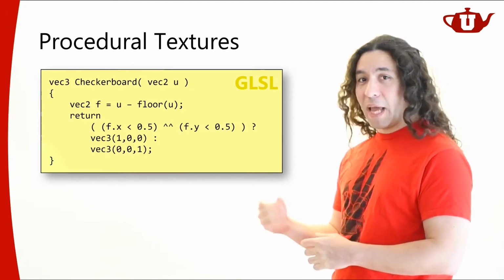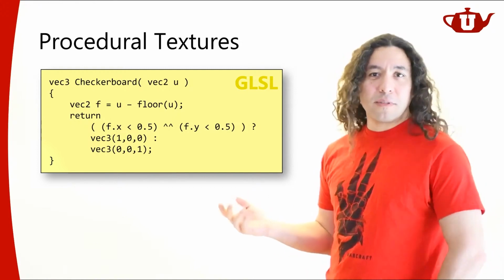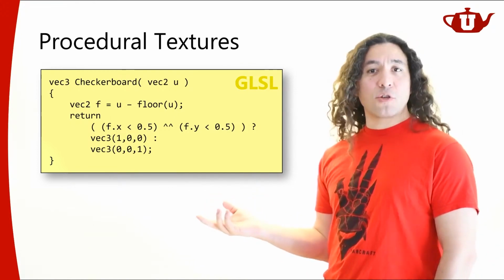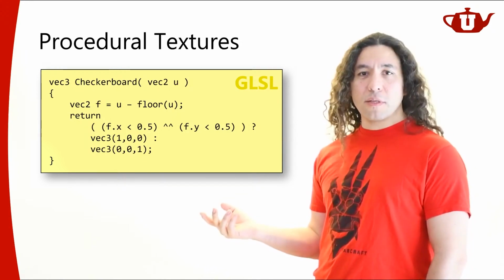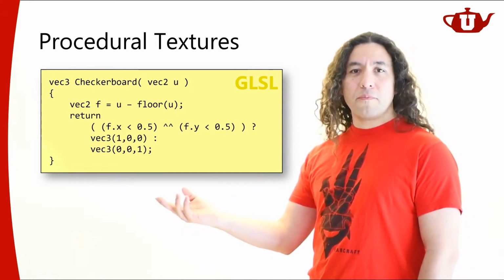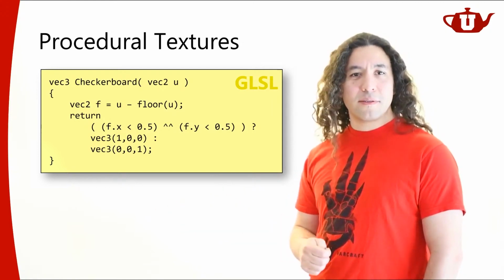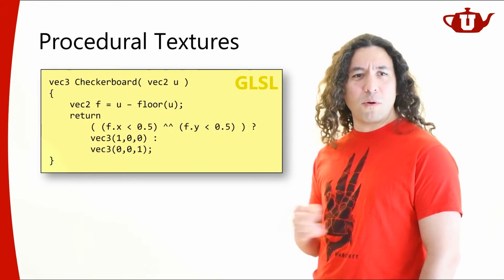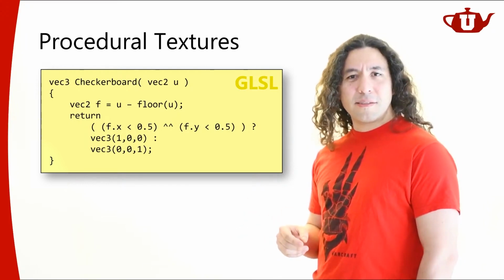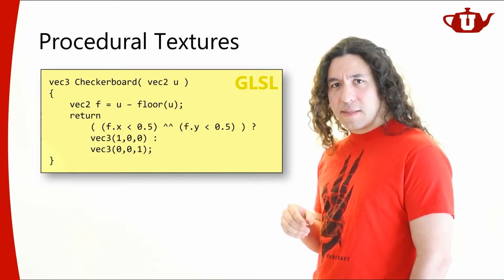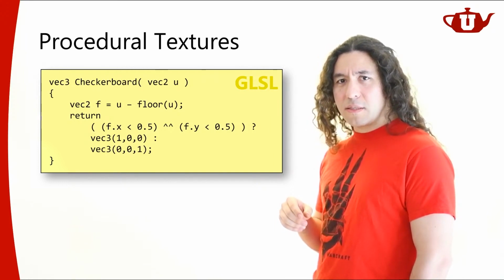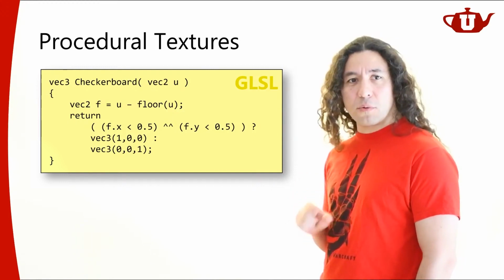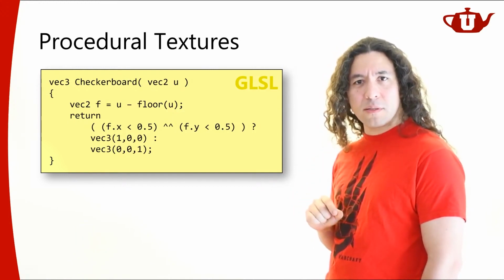It's taking a vector, which is a 2D position. You can think of it as a texture coordinate. It's taking a texture coordinate and forming some texture. Can you imagine what kind of texture this procedural texture would produce? What would it look like? So what are we doing here? The first line is subtracting the integer part of the coordinate from itself, so we're just taking the floating point part of the coordinate.